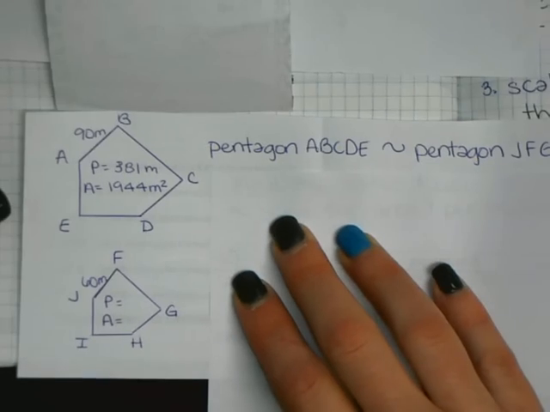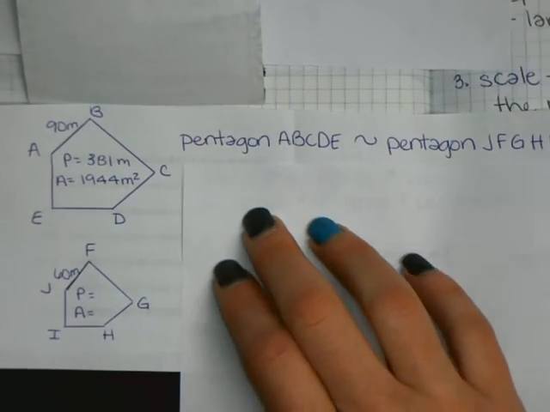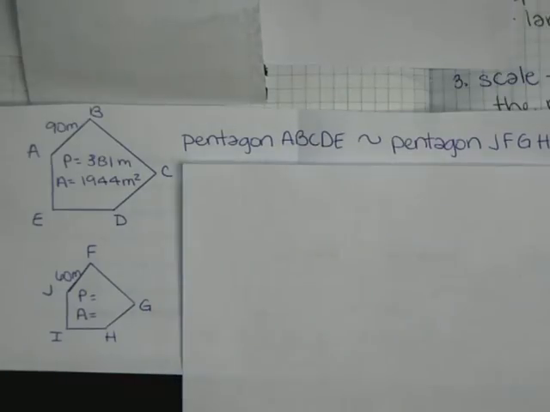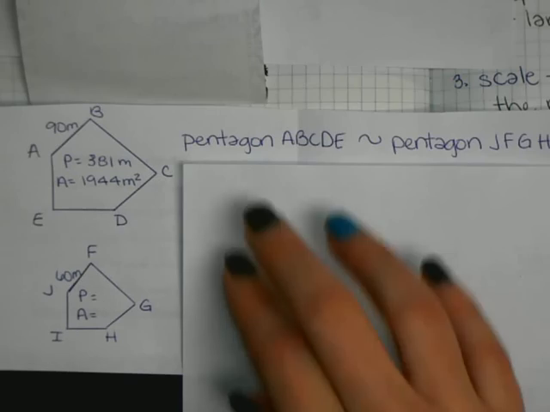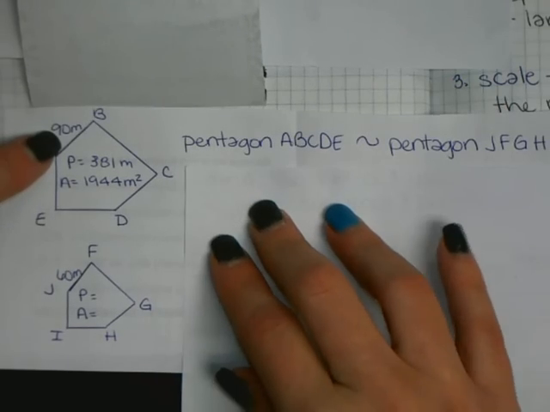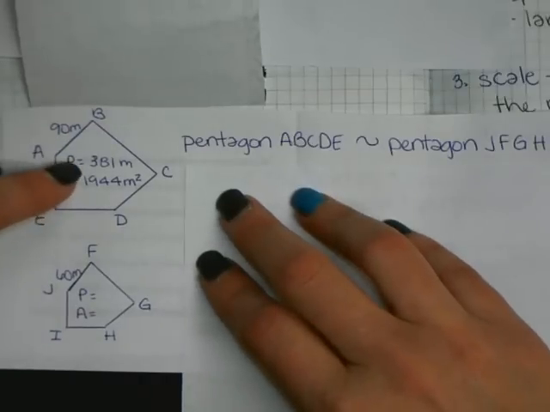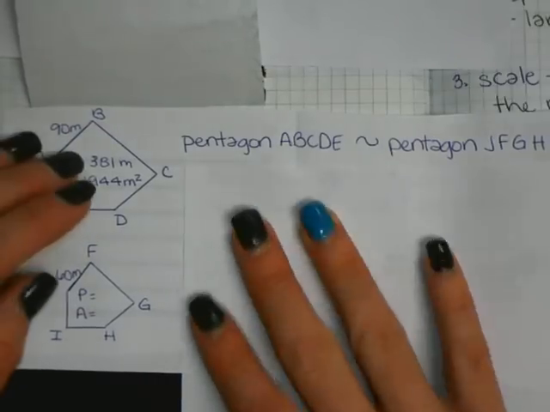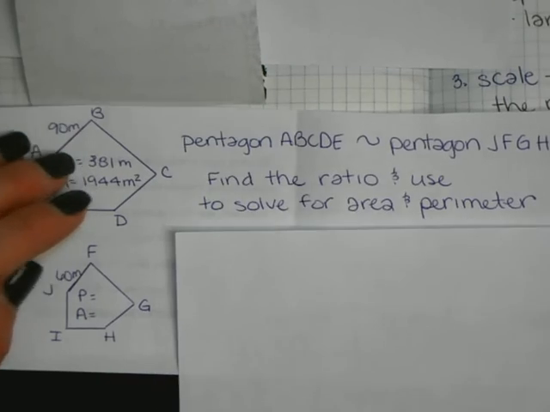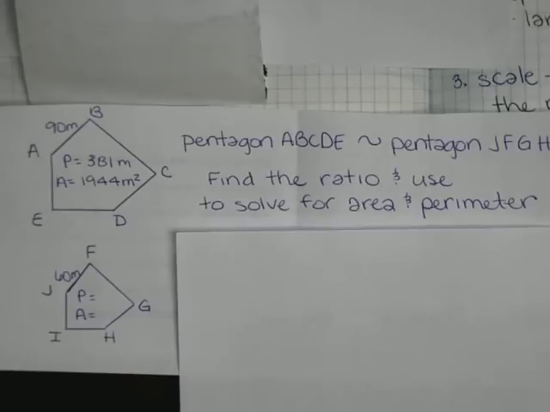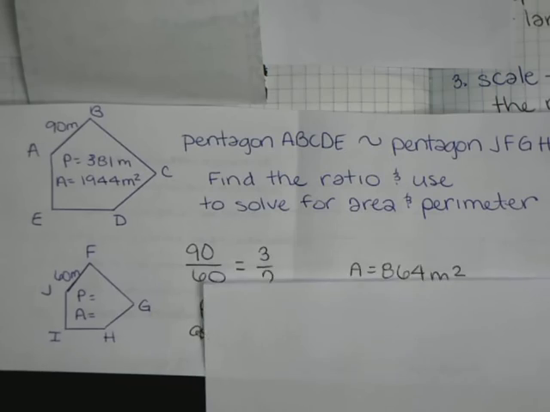Okay, and you've had it drawn, and it says that pentagon ABCDE is similar to pentagon JFGHI. So this one is similar to this one, meaning all their side lengths are proportional, including their perimeters and their area. So if I'm given one side length of the top pentagon, the top pentagon's perimeter and area, then can we find the ratio and use it to solve for area and perimeter?